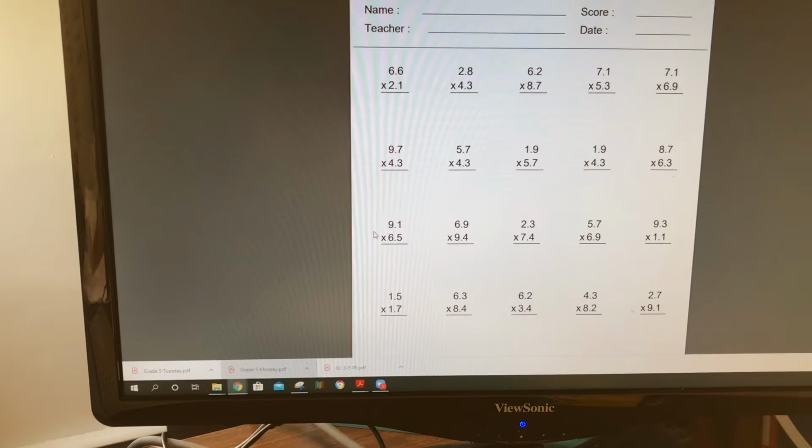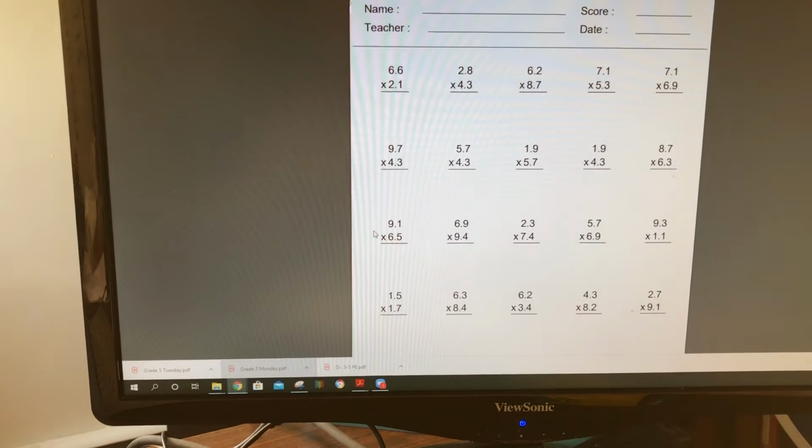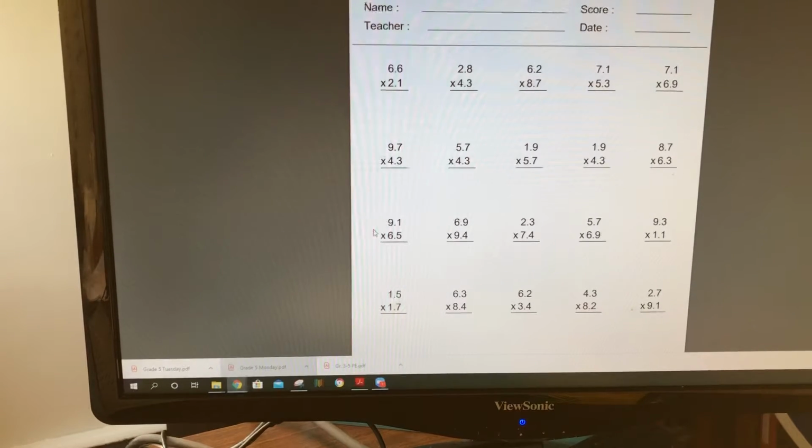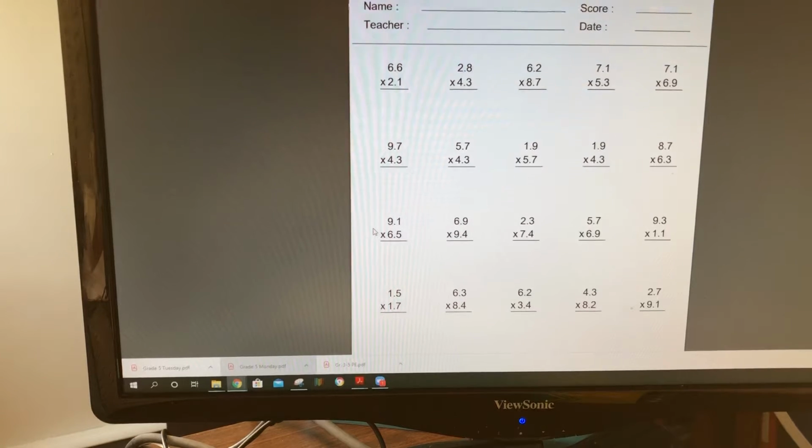Hi grade 5. So today we are going to continue multiplying decimals. So this is what your assignment looks like for today. We have a decimal number multiplied by a decimal number.